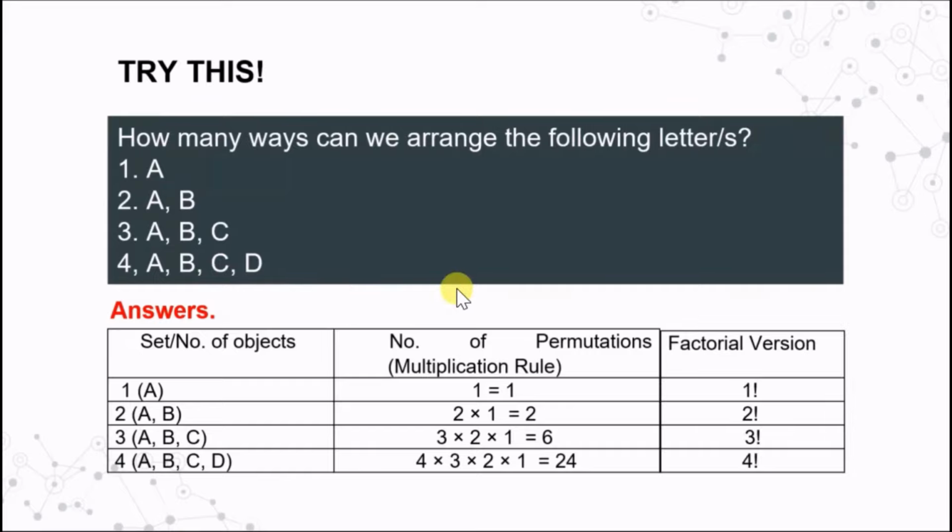Notice that the number of ways of arranging the following letters can be written in factorial notation. We have 1, which can be written as 1 factorial, 2 as 2 factorial, 6 as 3 factorial, and 24 as 4 factorial. So the numbers 1, 2, 3, and 4 are the number of elements from our first column.